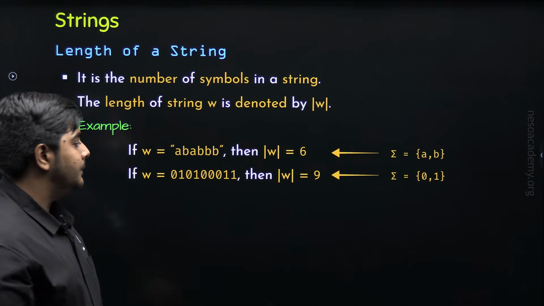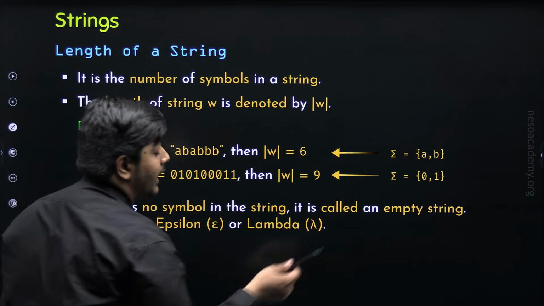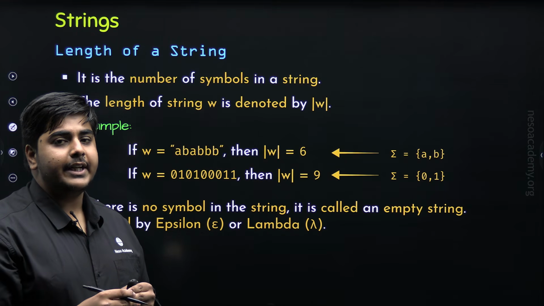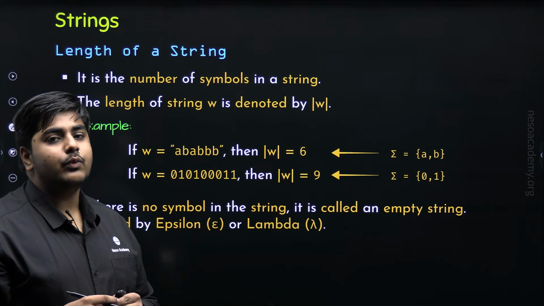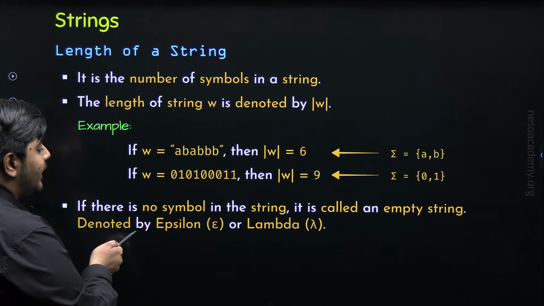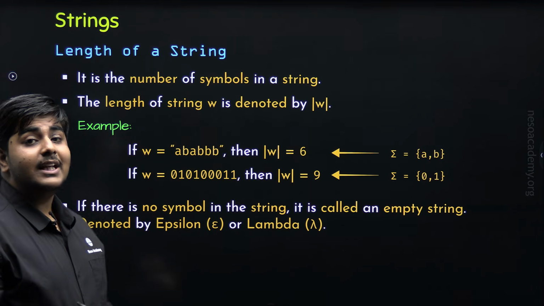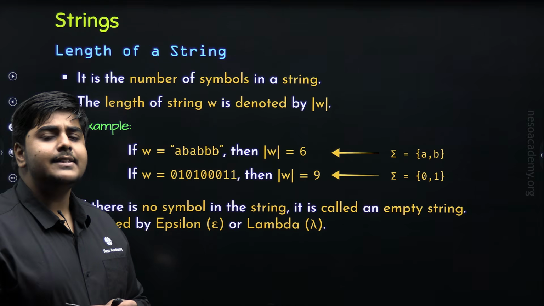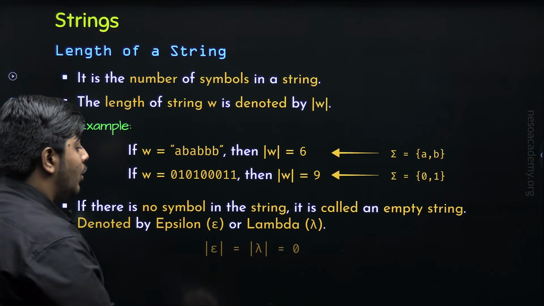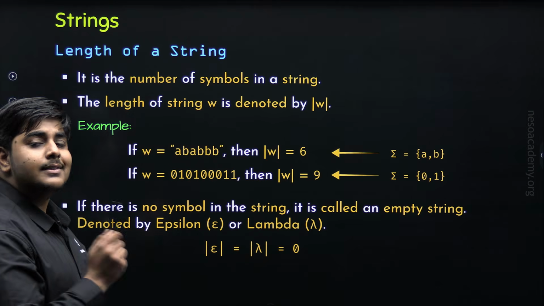Let's see the next point. If there is no symbol in the string, it is called an empty string. As I have already told you, if I take neither of the symbols from the alphabet to generate a string, that string will be called an empty string or null string. It is denoted by the Greek letters epsilon or lambda. And what will be the length of the empty string? Obviously 0, because the empty string does not contain any symbol. So, modulus of epsilon or modulus of lambda will be equal to 0.